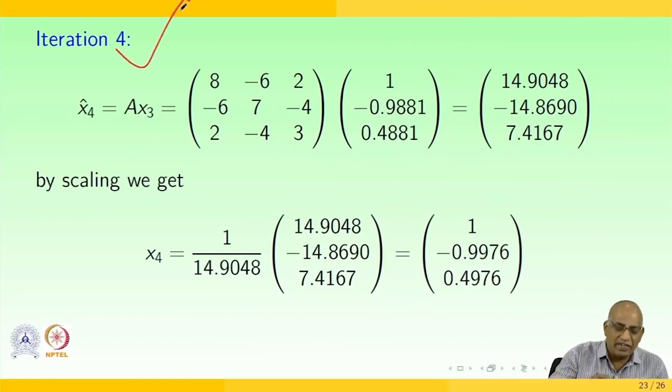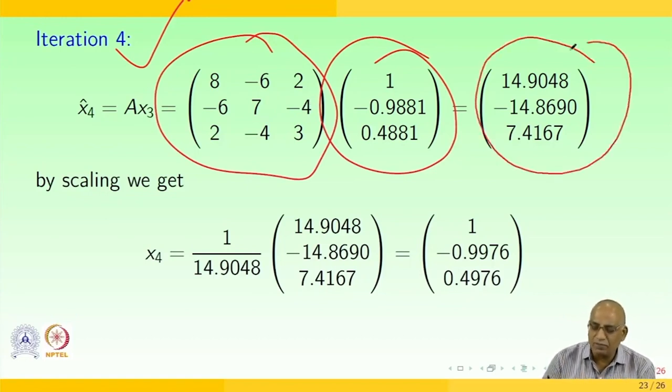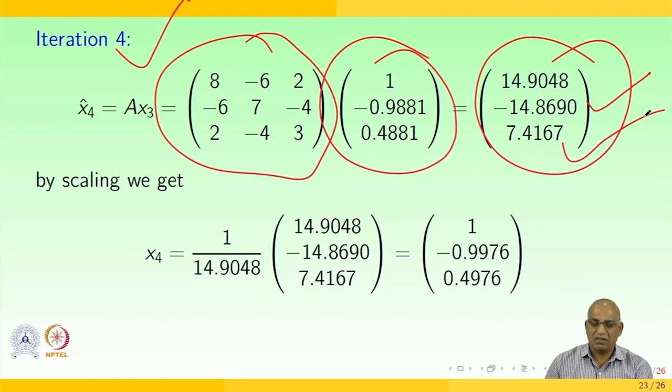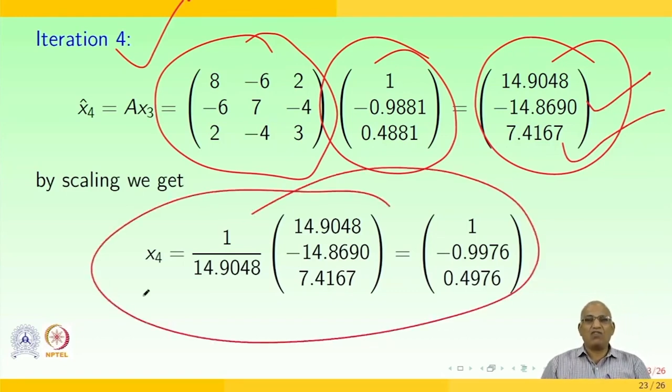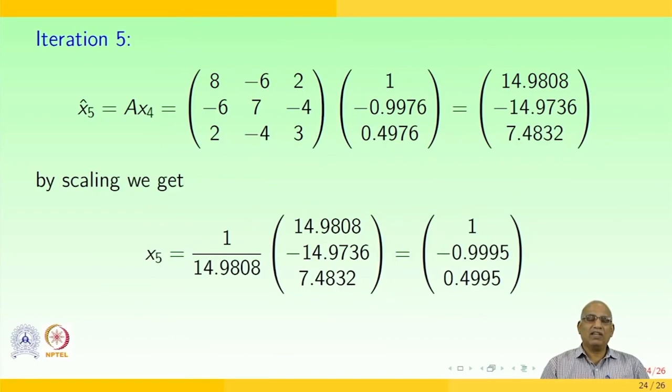In continuation, if you use iteration 4, you get x4 cap, that is A x3, the coefficient matrix times the vector. It turns out to be 14.9048, -14.8690, 7.4167. Scaling, the biggest absolute value is 14.9048, so x4 turns out to be 1, -0.9976, 0.4976. Keep on continuing like this, and you get convergence.